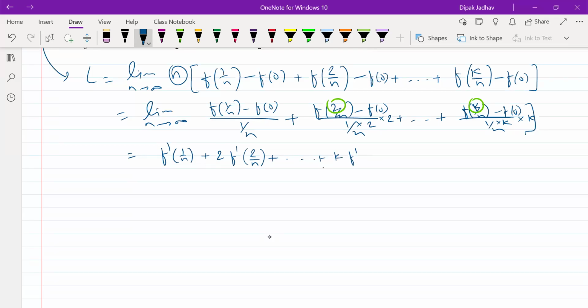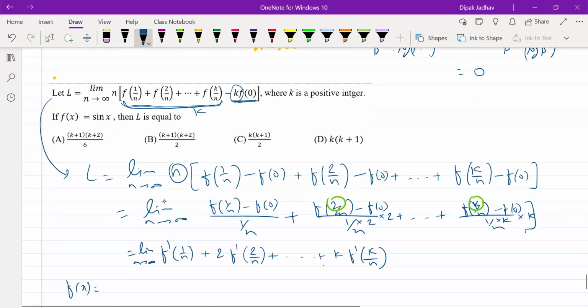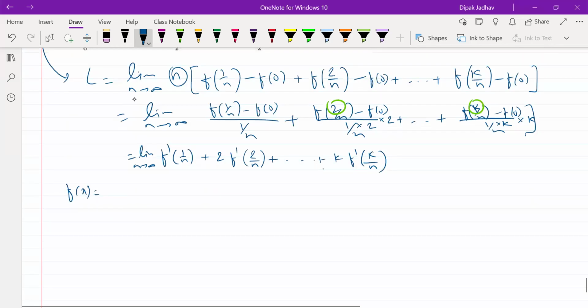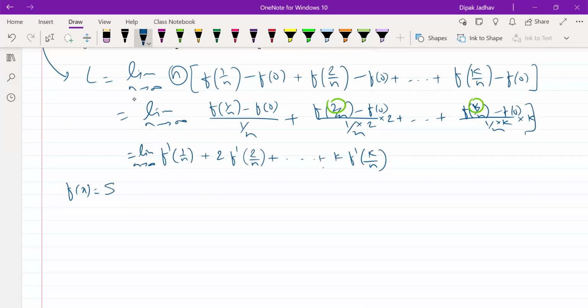K times f dash of k by n, and then you apply the limit. But here the extra information is given. f of x is sin x, and then we want to compute the limit of this term. So f of x is sin x, so f dash of x is what? Cos x. So f dash of j by n will be cos of j by n.